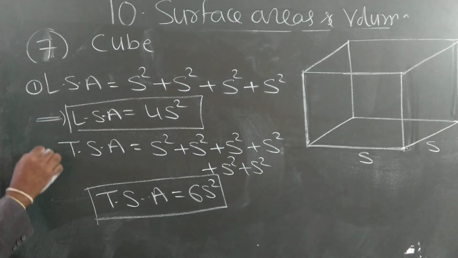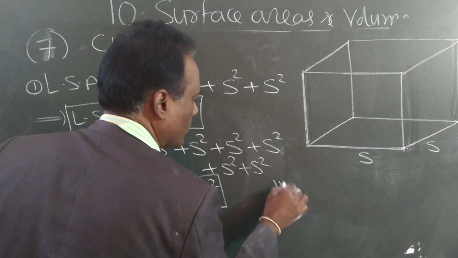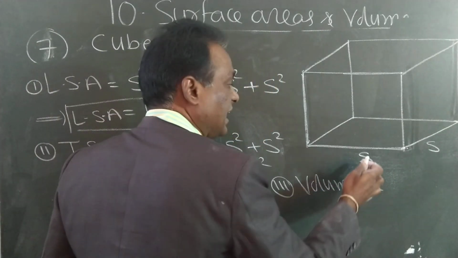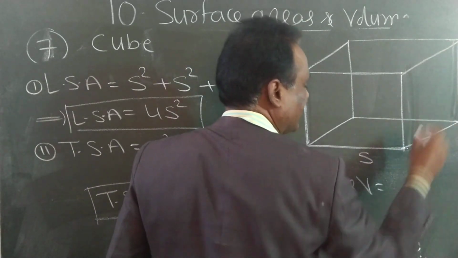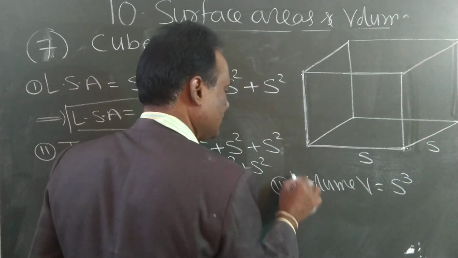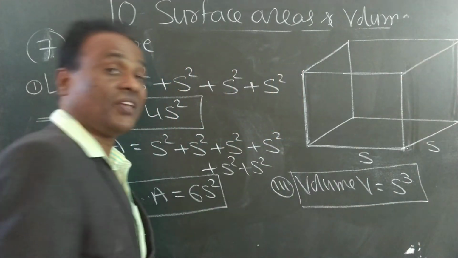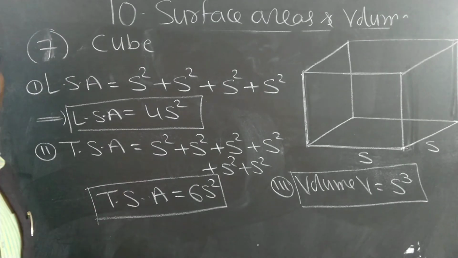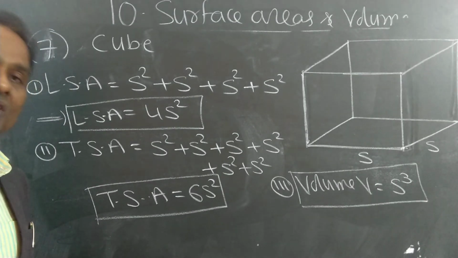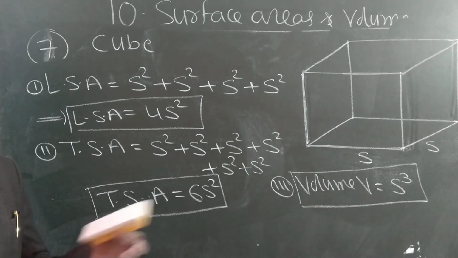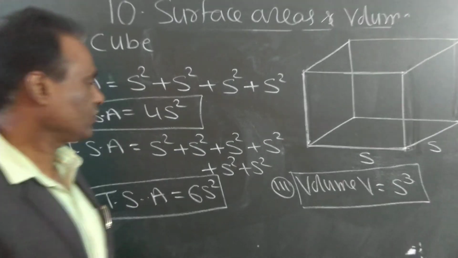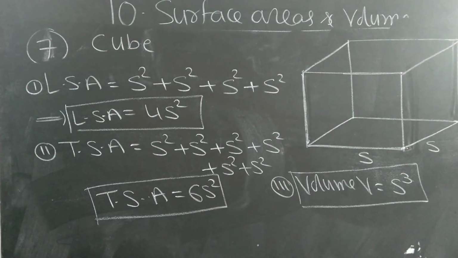Lateral surface area, total surface area, and the third formula is volume. Volume of cube is length into breadth into height, S into S into S, S cube. So these 3 formulas for cube and 3 formulas for cuboid, total 6 formulas you have to remember to solve the problems. Okay students, understand these formulas and let us start the exercise in the next class.